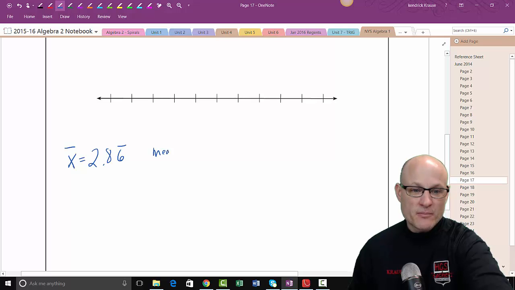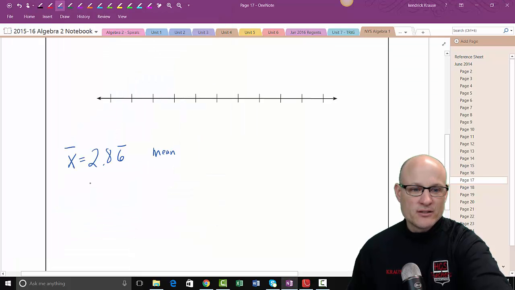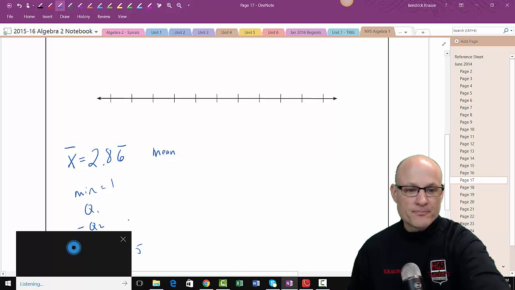Remember, this really stands for the mean. I really just need the 5-number summary. And the 5-number summary is my min, my max, and the quartiles. So 1, 2, 3, 4, 5? So min, 1, max, 5, quartile 1, quartile 2, or this is the median, and quartile 3.